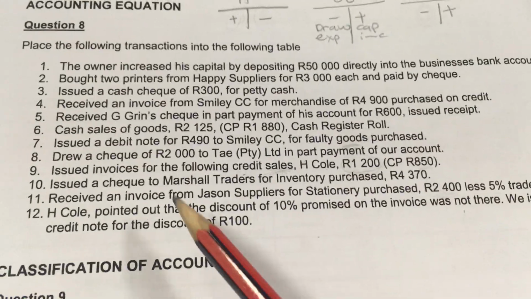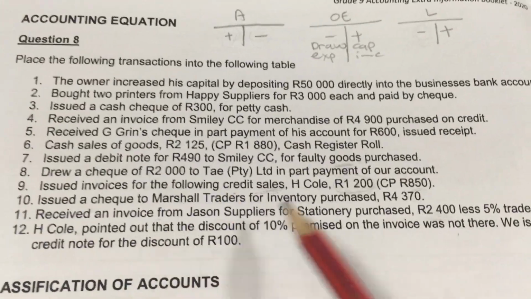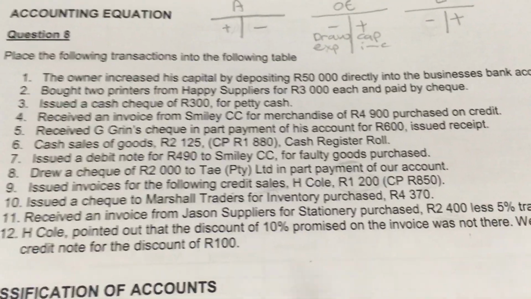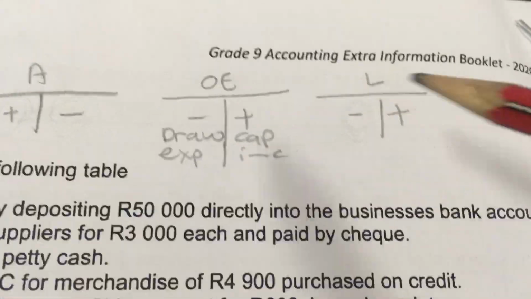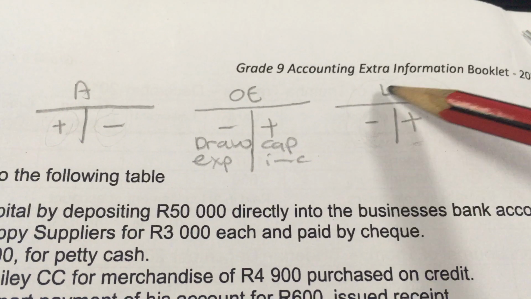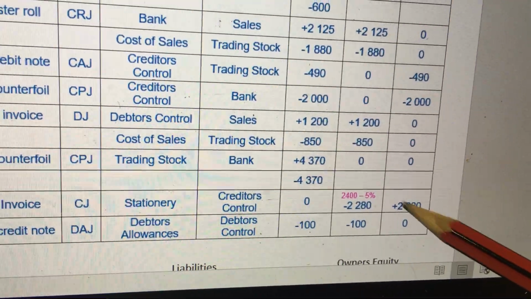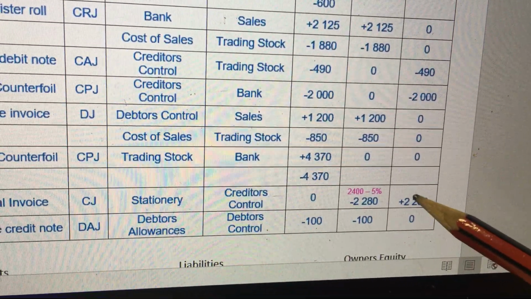All right, what are we dealing with? We've received an invoice, which means that we've received it from a creditor, and we bought stationery, so we owe a creditor who's a liability. So creditors control, we owe the creditor more, therefore we are going to credit creditors control, and it's going to be a plus under your liabilities. We owe them more money.